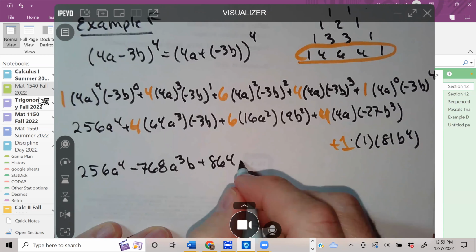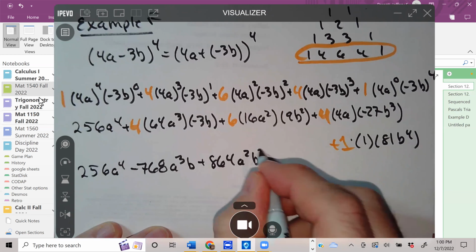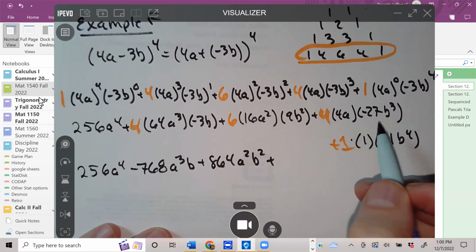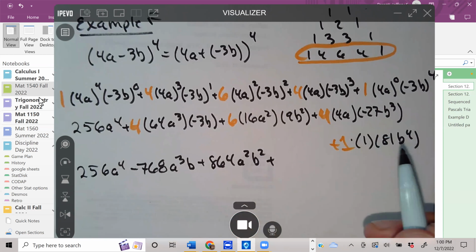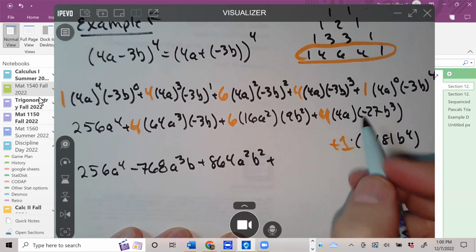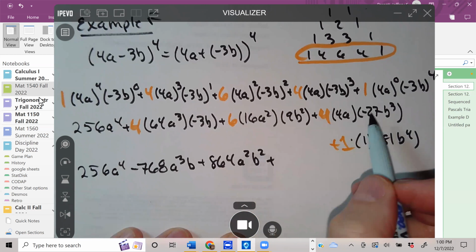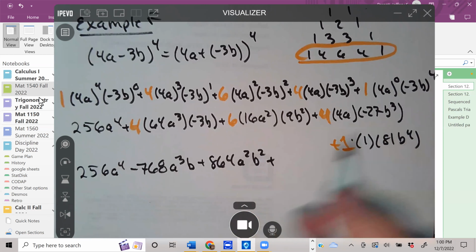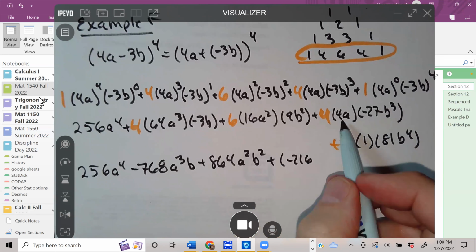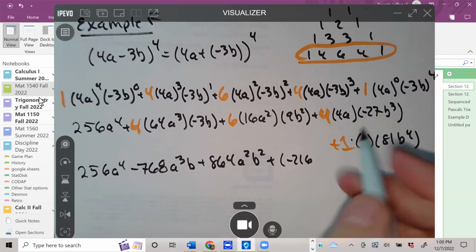Thank you. A squared, b squared, plus 8 times 27. Is that 216? 27 times 8. Yeah, 216. Except it's going to be a minus 216. So let's see. I don't have any Photoshop here, so I'll just write it like this, minus 216, a to the first power, b to the third.